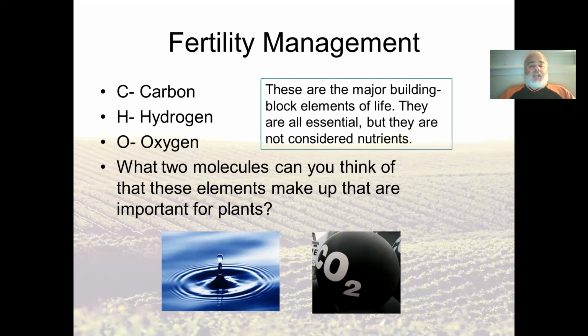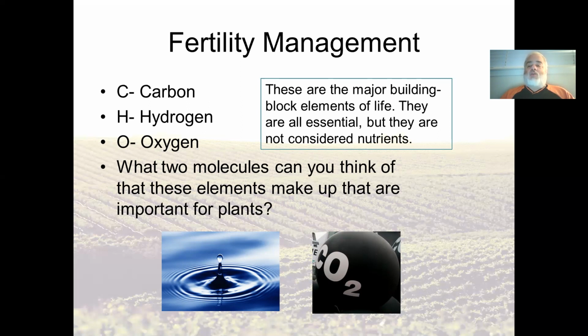So, fertility management. The three main elements that are not nutrients that a plant needs to survive are carbon, hydrogen, and oxygen. And those are the same three that animals and bacteria and protista all need to survive as well. Fungi, everything, every living thing on Earth is primarily made of these three things.